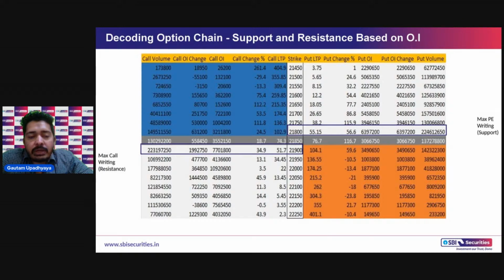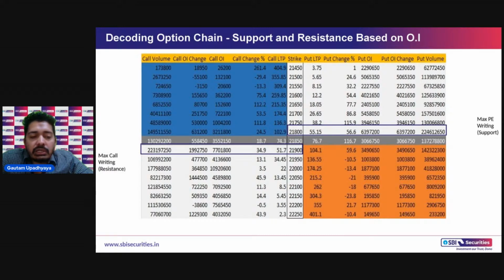And tomorrow is the expiry. If the market starts above 21,900 and there is a rally on the upside, then there could be considerable short covering in this particular strike price. So this will be one important strike price to track in tomorrow's session.